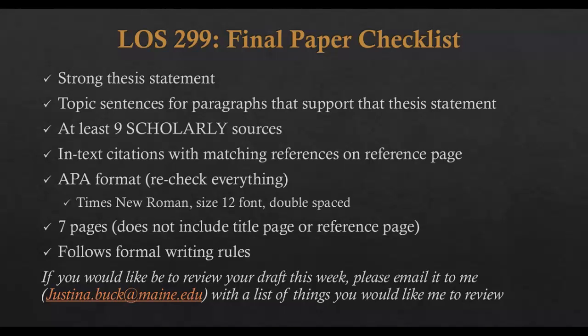Next, have at least 9 scholarly sources. So make sure that all of your sources are scholarly and that you do end up with 9 at the end of your paper. Of course, you can have more, but you need to have at least 9. The next thing is that those 9 scholarly sources have in-text citations with matching references on your reference page. So I should be able to find those in the text as well as on the reference page for any time that you have used those, whether it was a direct quote or a summary or just the general idea from that scholarly source.